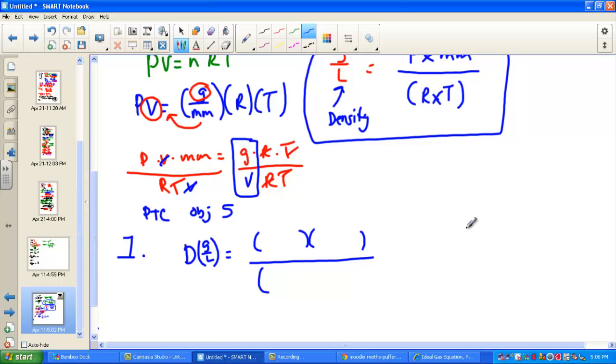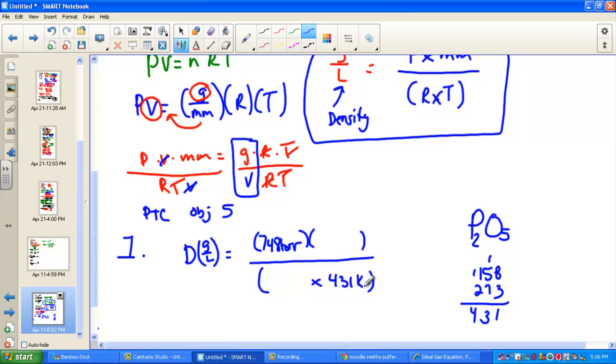So here we go. Density of diphosphorus pentoxide. Here we have pressure, 748 torr. 158 degrees Celsius into Kelvin units: 158 plus 273 is 431 Kelvin. R has to match the pressure unit, 62.4. See, I'm just making it a product, R times T. We have our pressure unit.